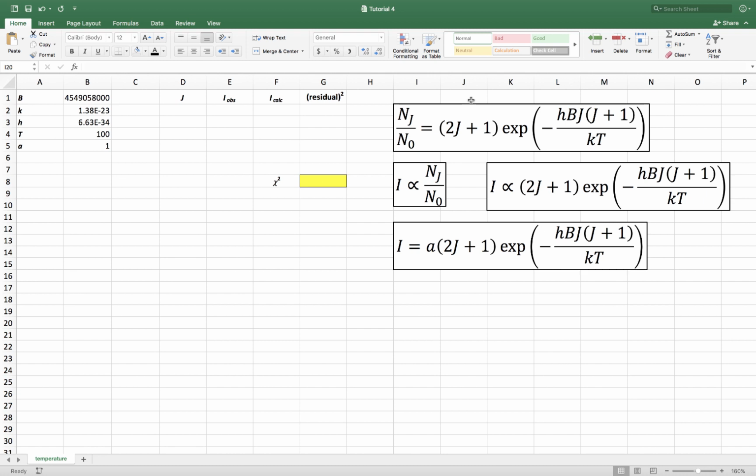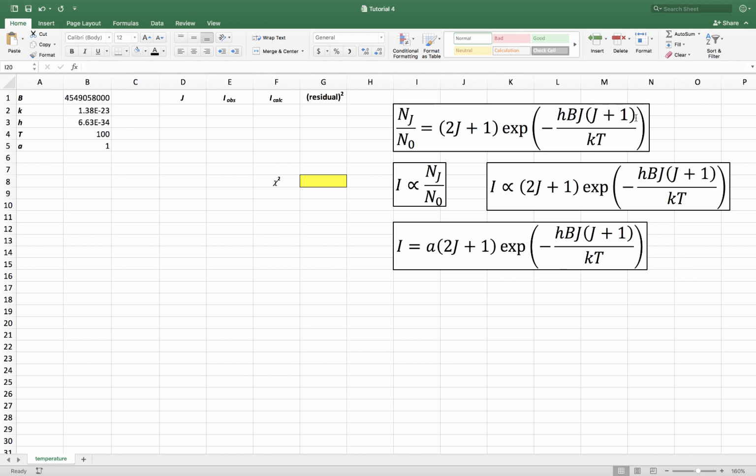Here we can see the equation that relates the population in the J state to the population in the ground state. Notice that in the exponent here, my rotational constant is assumed to be in Hertz. And you remember that during the tutorial, we were calculating the rotational constant in Hertz. If, however, the rotational constant was in wave numbers, as it is in the homework assignment, then I would also need to multiply this numerator by the speed of light in centimeters per second.